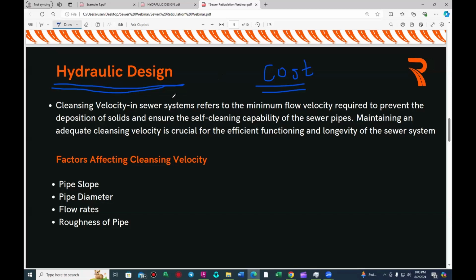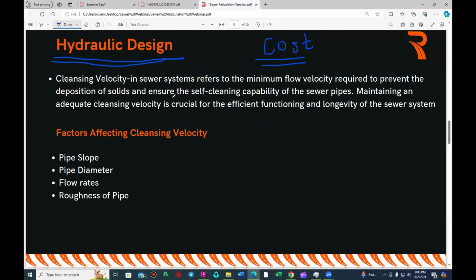So this is where the hydraulic design comes in, so that we can come up with an informed decision. We just don't need to guess, right? So we're gonna do a hydraulic design, right? Part of the hydraulic design is this phenomenon called the cleansing velocity, right? So I'm going to attempt to define your cleansing velocity, right?